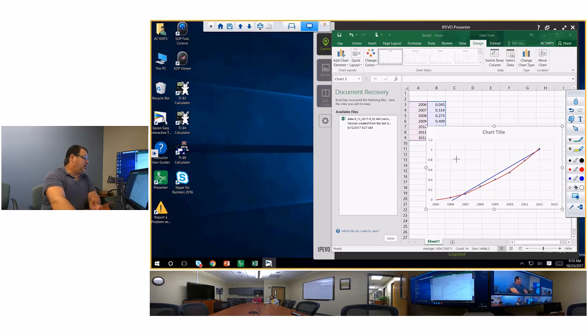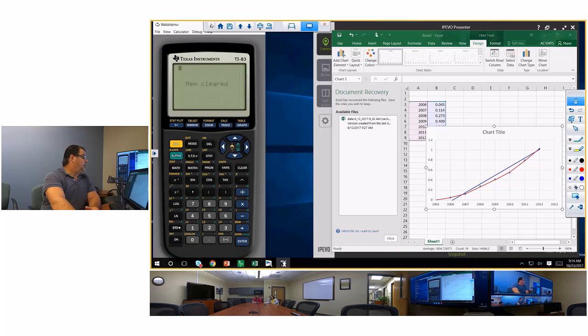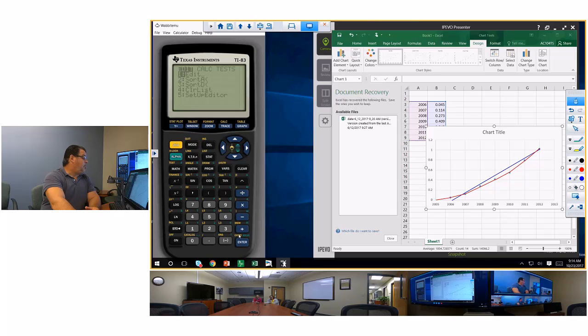Good news is you got your handy dandy calculator. So go ahead and pull up your handy dandy calculator. And now that you know that you have a nonlinear, go ahead and punch your numbers into stat, edit, and 2006.